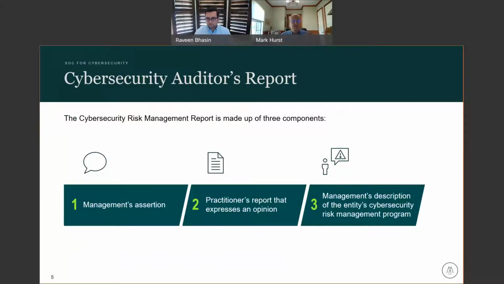The second section is the CPA's opinion about whether or not the description of the entity's cybersecurity risk management program was presented in accordance with the cybersecurity description criteria, and also whether the controls within the cybersecurity risk management program were effective in achieving the entity's cybersecurity objectives based on the control criteria. Then the third section is management's written description, or the narrative, of the entity's cybersecurity risk management program and how it satisfies the chosen cybersecurity framework.